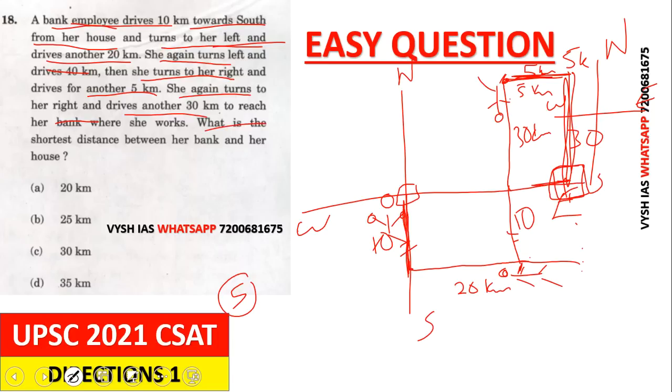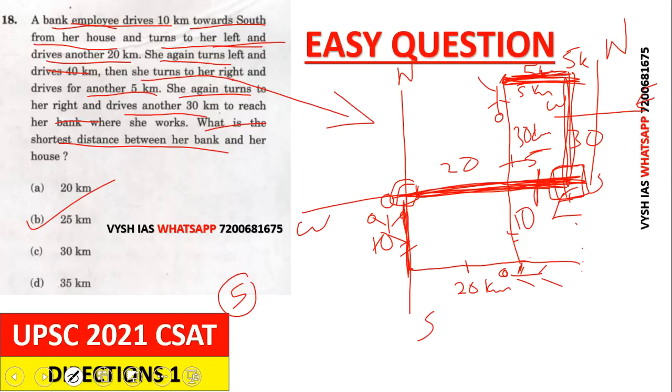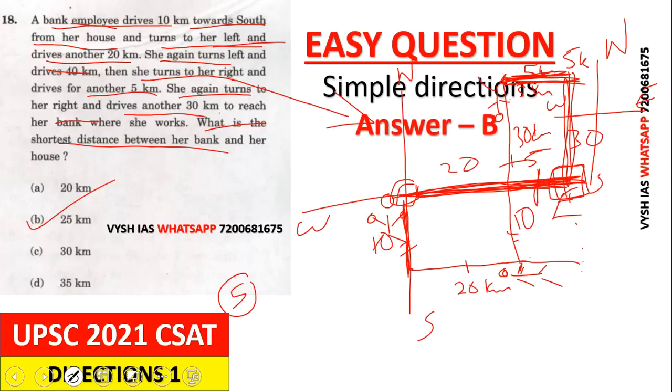So what is the shortest distance between her bank and her house? So house is this, bank is this. This is the shortest distance. So how will you get the shortest distance? This is 20, which means this is also 20. This is 5, which means this is also 5. Okay, so 20 plus 5, 25. Okay, so whatever they have written in English, you have to convert into an image and you will get the answer. Simple direction question, answer B, 25 kilometer.